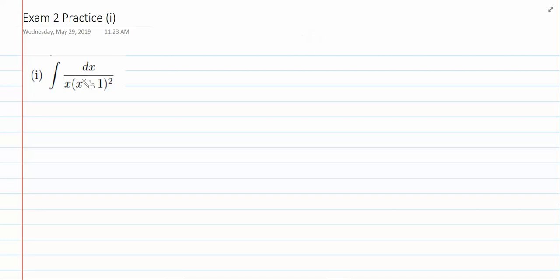This integral here is an integral of a rational function, and we're going to use partial fractions to decompose it into easier pieces so that we can integrate each of the easier pieces. So the function we're integrating is 1 over x times x plus 1 squared. According to partial fractions, that's going to decompose into something over x plus something over x plus 1 plus something over x plus 1 squared.